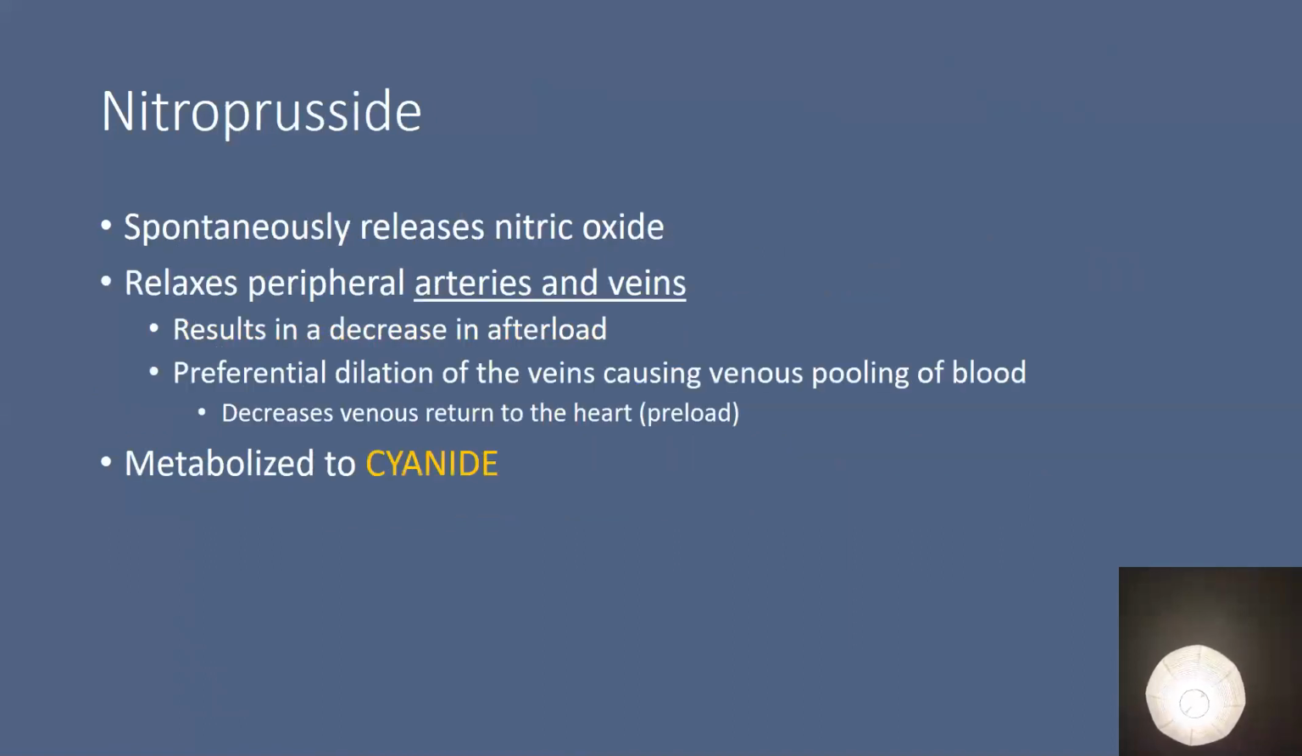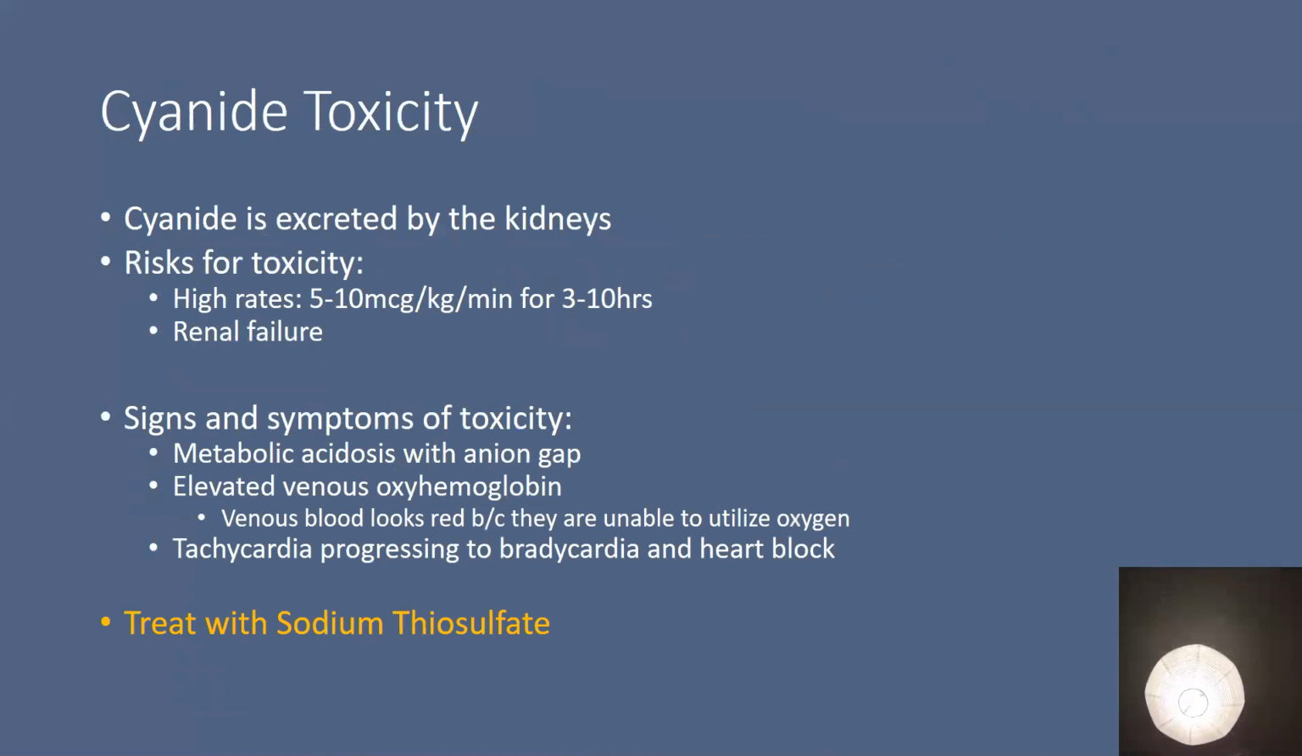Nitroprusside, as we said, is way more potent, and this is going to relax both the arteries and the veins. So you get a decrease in afterload because of the arteries and a decrease in preload. So that's a nice feature. The downside to this is that it gets metabolized to cyanide, which is not good. Cyanide is excreted by the kidneys, and so the risks of toxicity are really at those high rates for longer periods of time. And because cyanide is excreted by the kidneys, a patient with renal failure would have a very strong concentration of cyanide from getting a large dose.